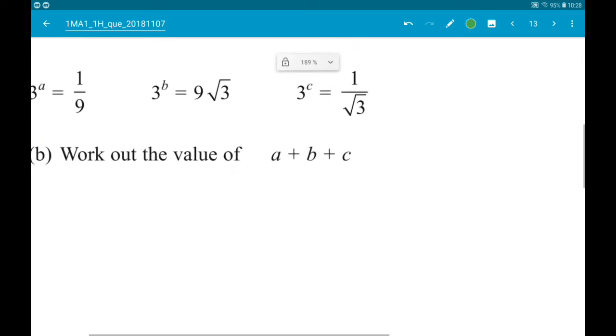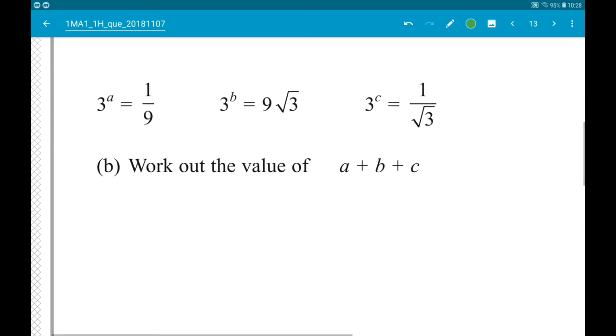Okay then, part B. I bet everybody loved this question. So, 3 to the power A is 1/9, 3 to the power B is 9 root 3, 3 to the power C is 1 over root 3. We want to work out the value of A plus B plus C.